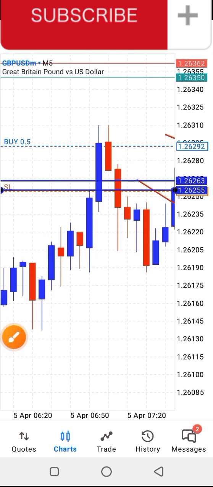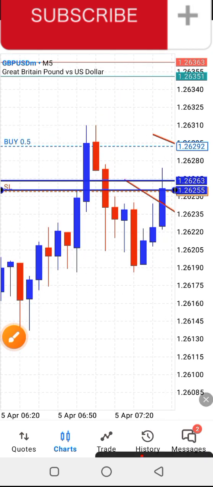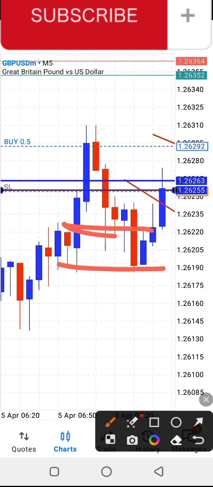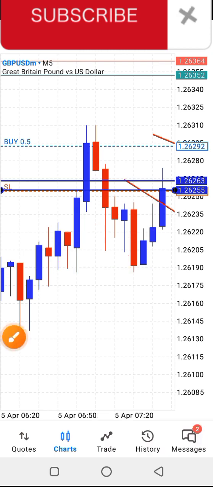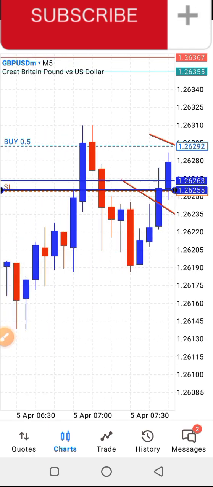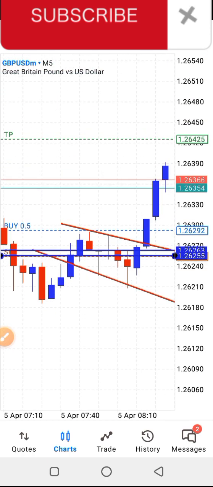But nonetheless, price will always do what it wants to do. Probably it came into this other block. There's another block here. It came into this other block depicted by this red candle, tapped into it, then moved. But I was not trying to take a trade off another block. I was trying to take a trade off a fair value gap. So what did I do?